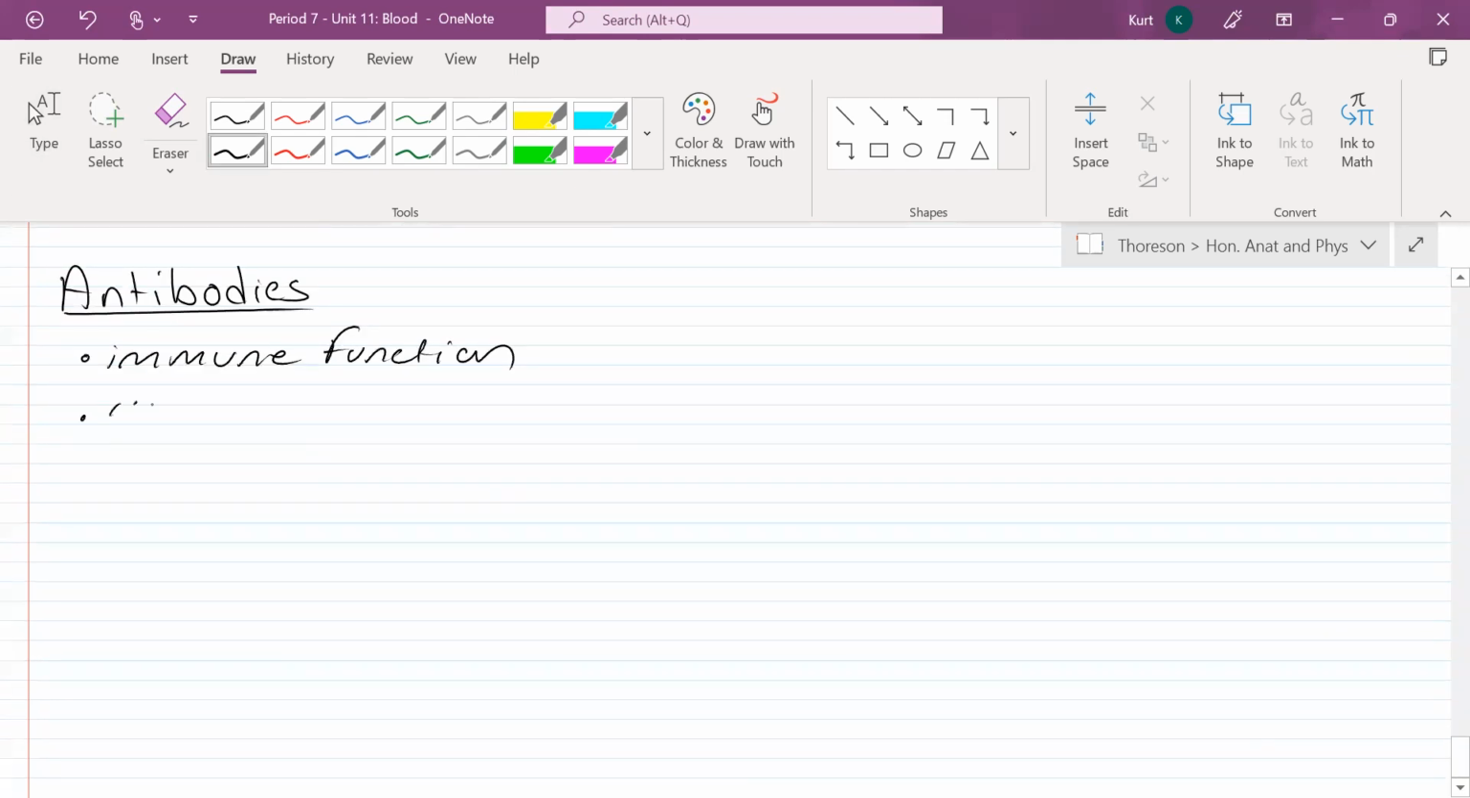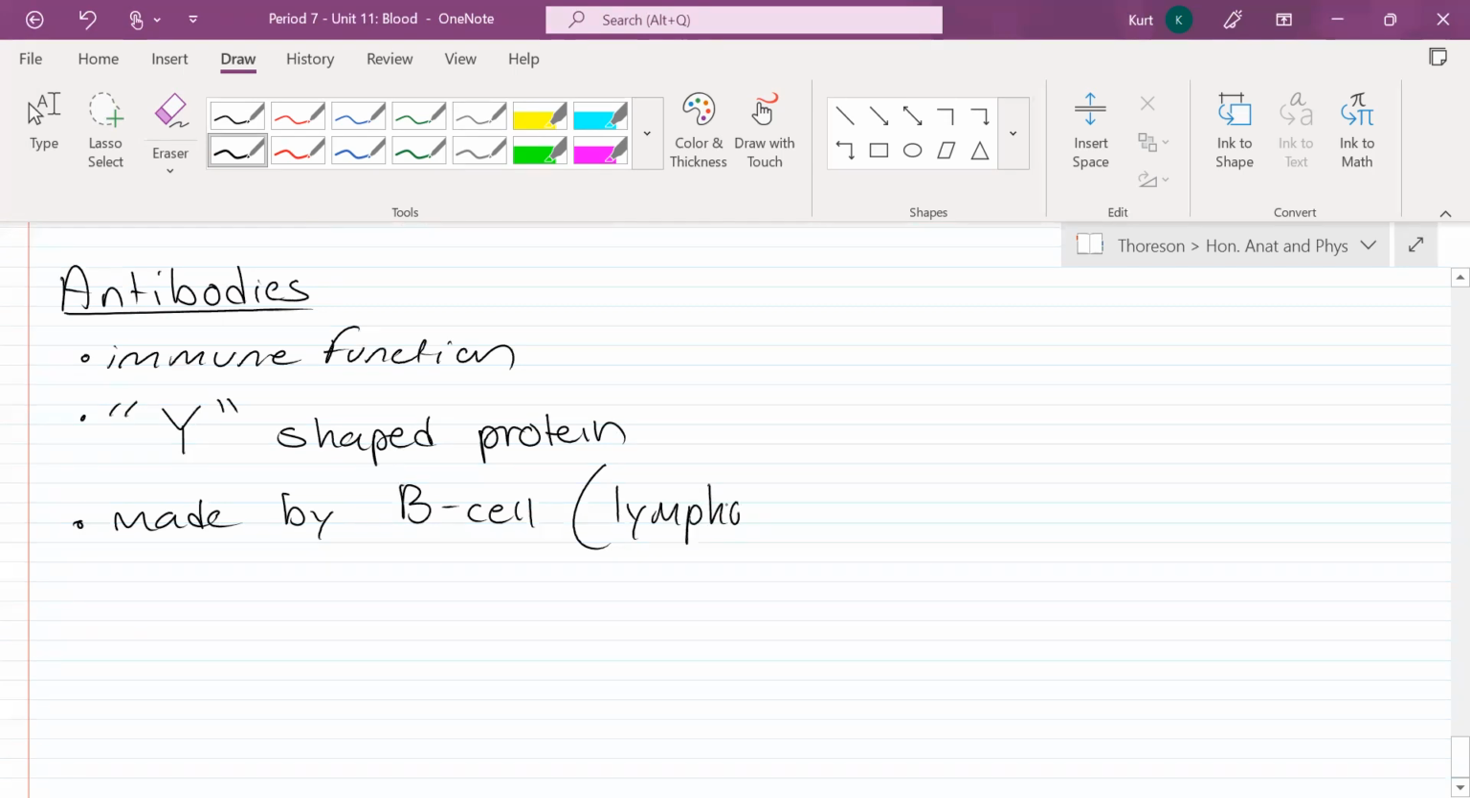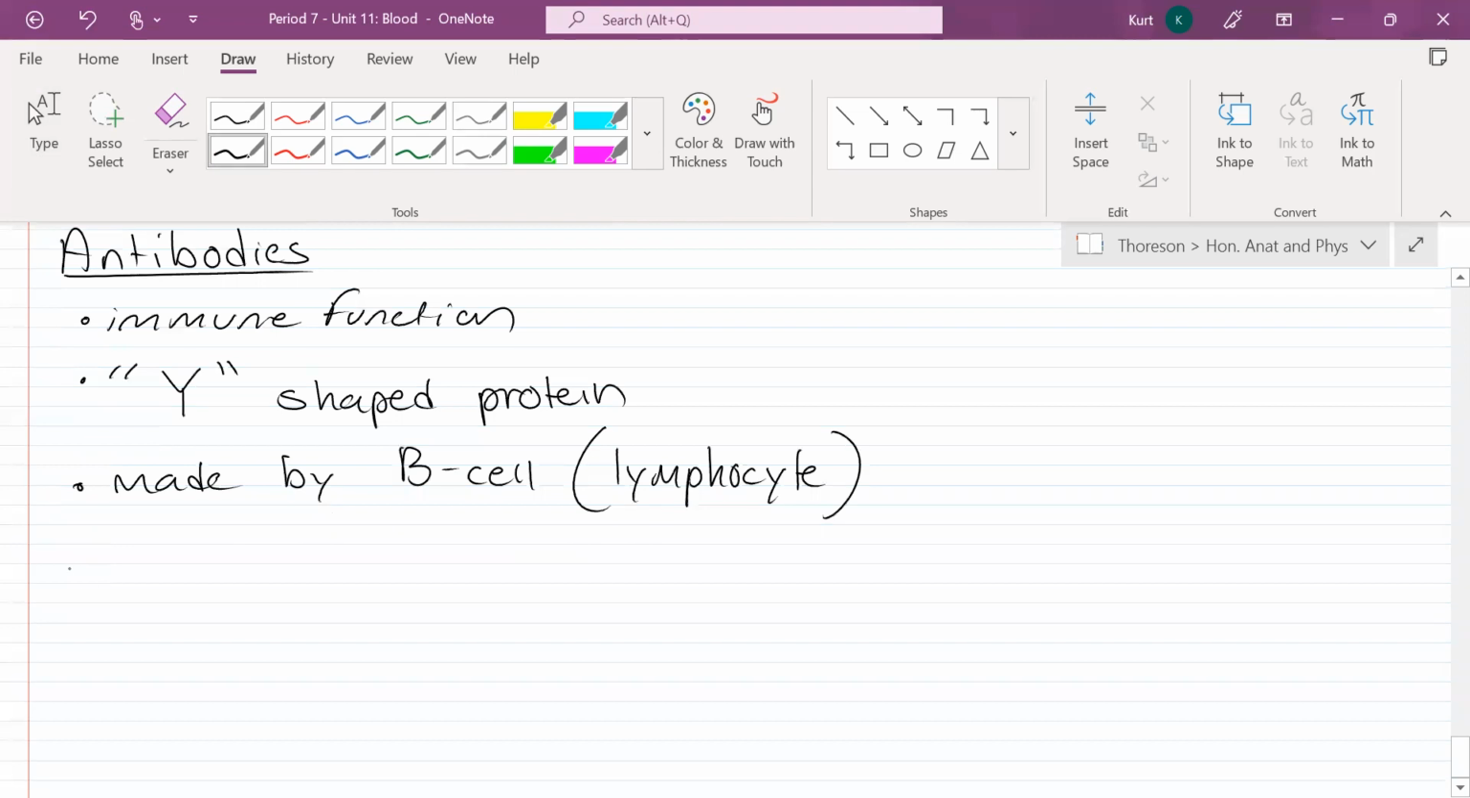So it is a Y-shaped protein. It is made by B cells, which are called lymphocytes. A lymphocyte is an immune cell. It's an immunity cell. And the main purpose of antibodies is to target foreign antigens. That's their purpose. They target foreign antigens so that your immune system can destroy them.